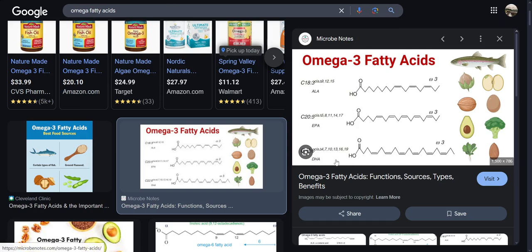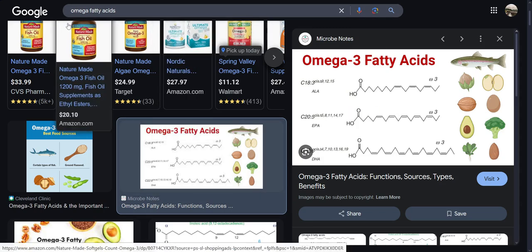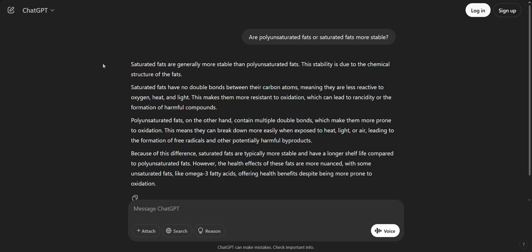And we're told that these are essential. Well, let me go to, real quick, I had it up. Let me find it. Here it is, ChatGPT. Okay. So I just asked ChatGPT a very simple question. Are polyunsaturated fats or saturated fats more stable? And we get the answer. Saturated fats are generally more stable than polyunsaturated fats.